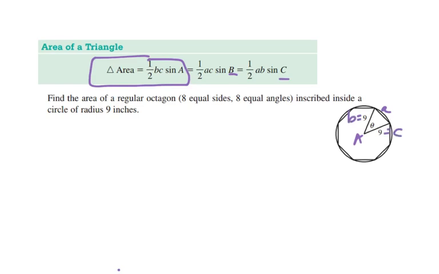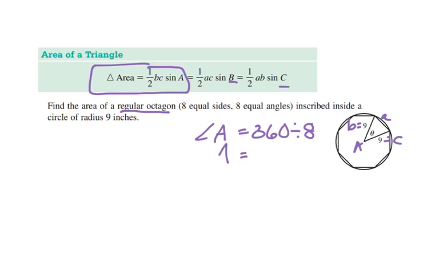in order to find the area of that, we're going to need the measure of angle A. And angle A comes from the fact that this is a regular octagon, and so there are 8 of these triangles within here. Since there are 8 of those, we need 360 divided by 8. And so the measure of angle A is 45 degrees. So now we can use this idea to find the triangle area.